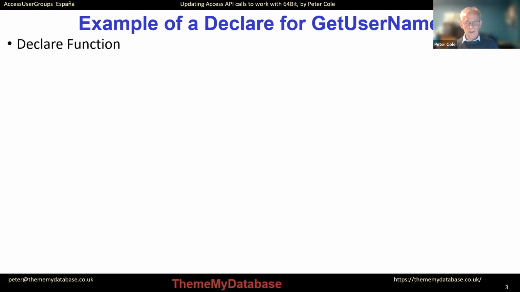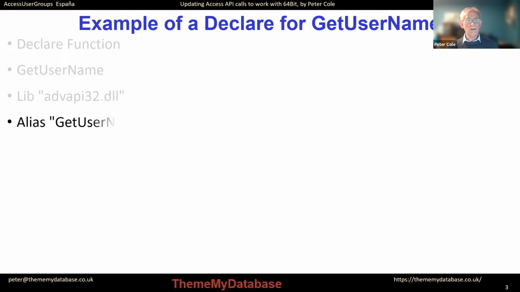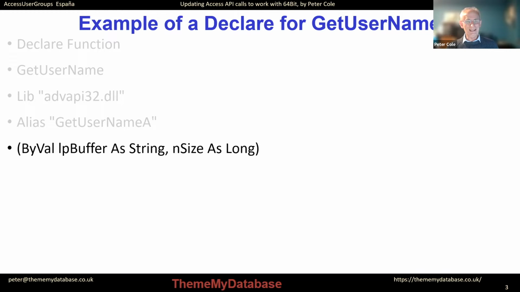Right, we're going to have a look at the very simplest of API calls. We declare our function, the get username. There are probably better ways of doing it than using an API nowadays, but this is a good example, very simple. So I'm just going to step through.